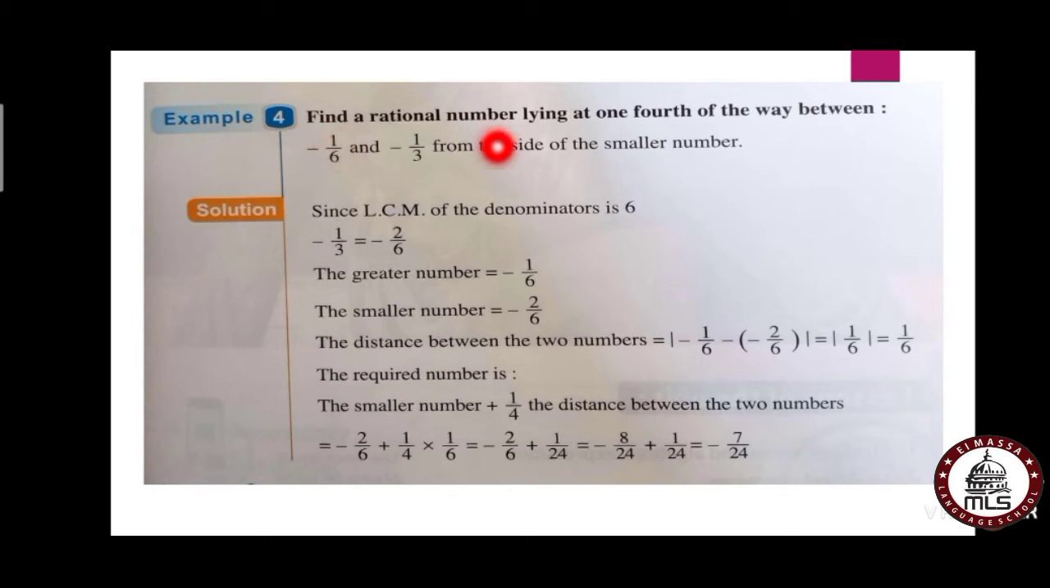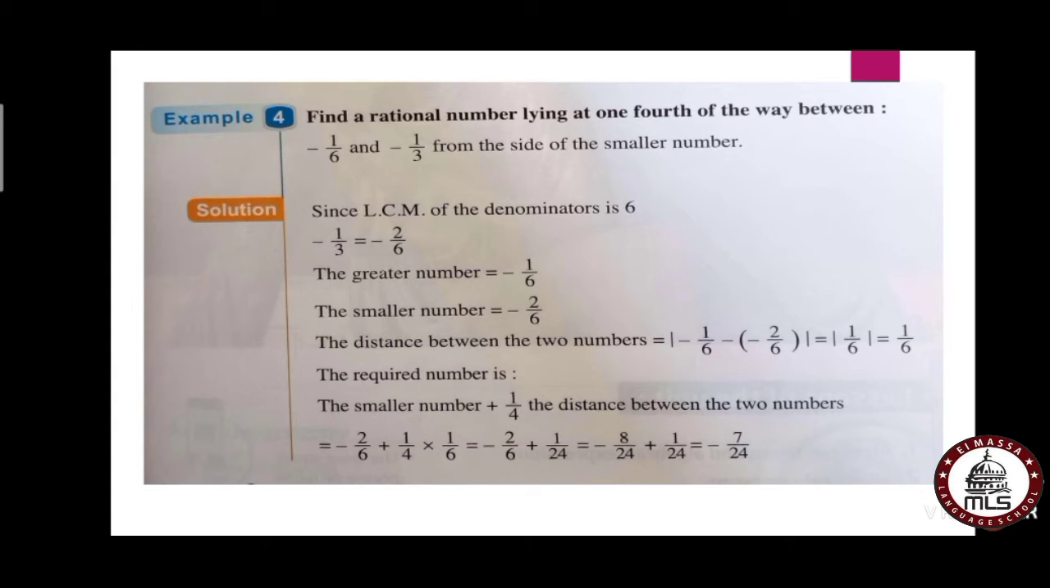Okay, find a rational number lying at 1/4 of the way between -1 over 6 and -1 over 3 from the side of the smaller number. Here we have -1 over 6 and -1 over 3, which have different denominators, so we multiply here by 2 and it equals -2 over 6 and -1 over 6, same denominators.